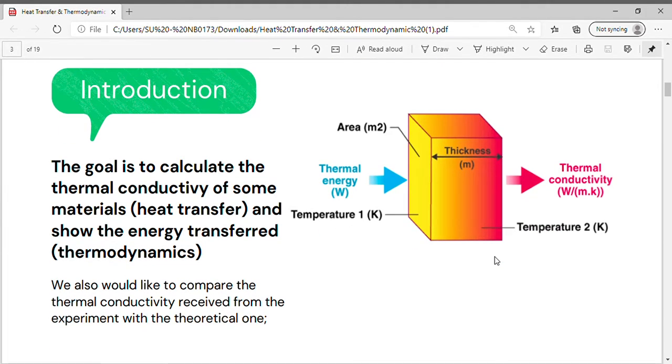Let's start with understanding of our goal in this experiment. So our goal is to calculate the thermal conductivity of some materials they provided, and then we also like to show you how the energy transferred. After we are able to determine the thermal conductivity from the experiment, we would like to compare it with the theoretical one and calculate the percentage error.